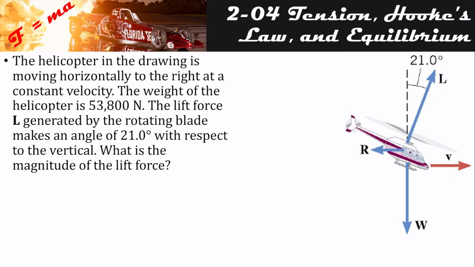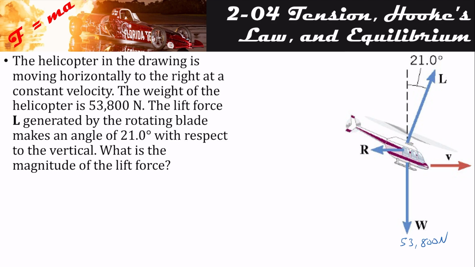The helicopter in the drawing is moving horizontally to the right at a constant velocity. The weight of the helicopter is 53,800 newtons. The lift force is generated by a rotating blade that makes the angle of 21 degrees with respect to the vertical. What is the magnitude of the lifting force?